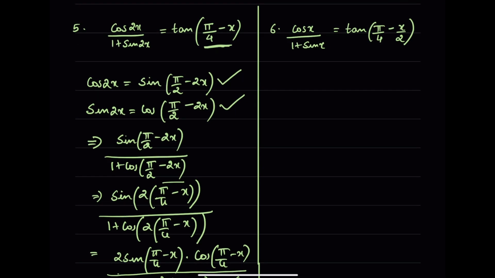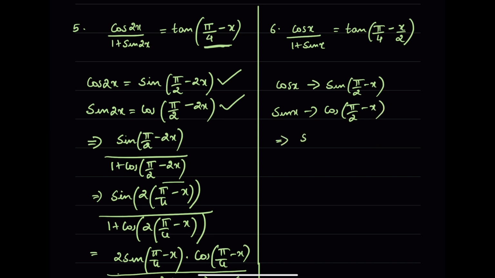In the sixth question, we have to prove that cos x divided by 1 plus sin x is equal to tan of pi by 4 minus x by 2. So we're going to apply a similar concept like we did in the fifth one. So let's try this out. So cos x can be written as sine of pi by 2 minus x. Similarly, sin x can be written as cos of pi by 2 minus x. So let's apply that here.